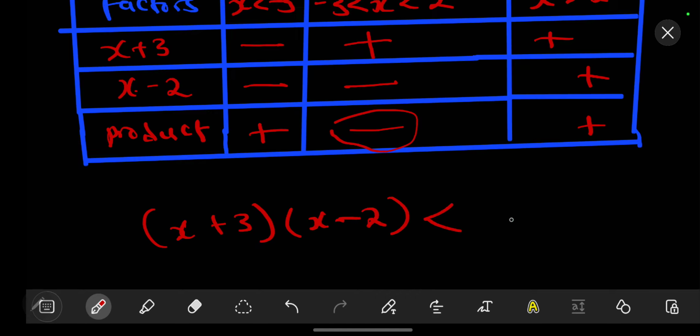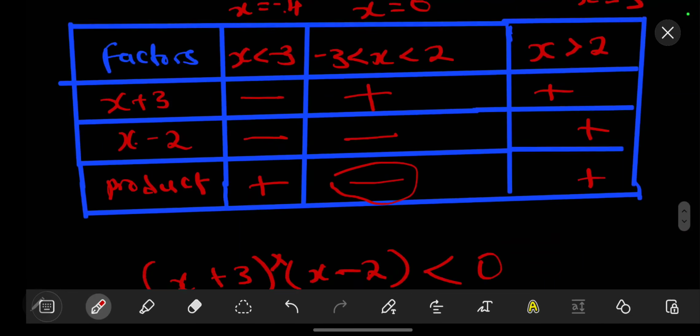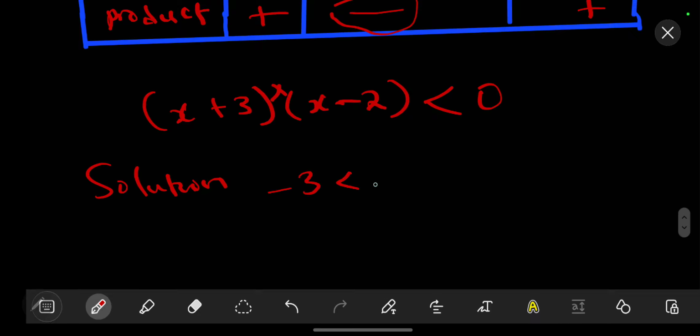We are told that it should be less than 0. So if we multiply these two, as our product should be less than 0, we are going to take a negative. It's the one that is less than 0. So we are going to say our solution, just taking it here, is negative 3 less than x less than 2 like that. So this is our solution.